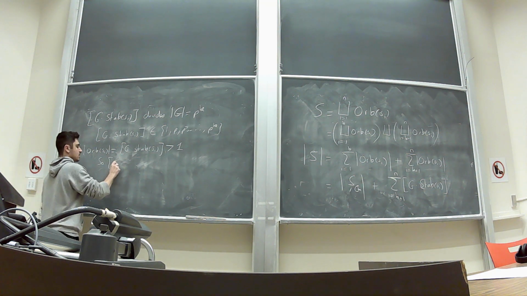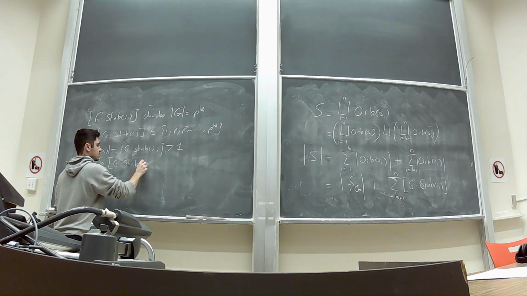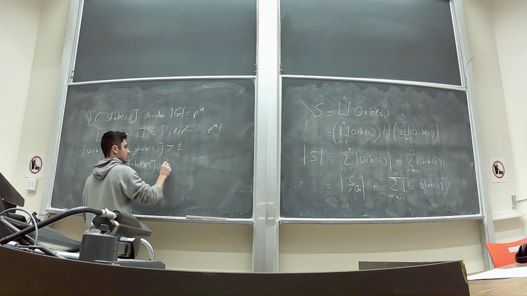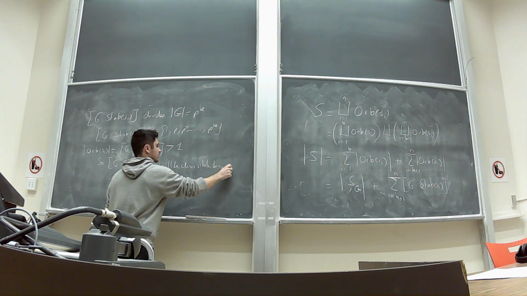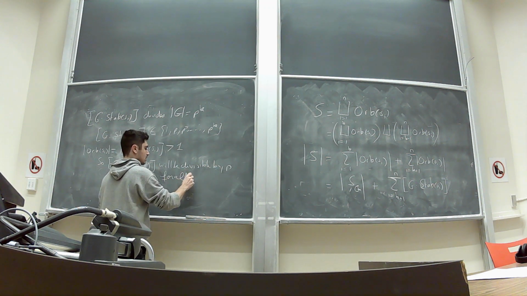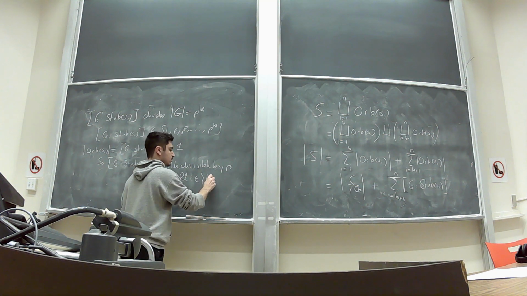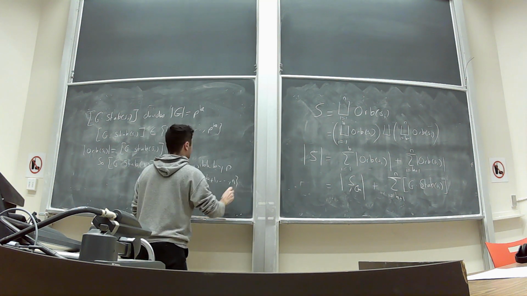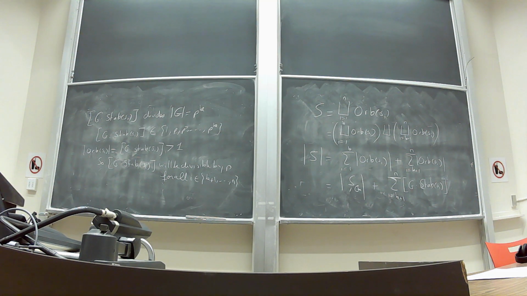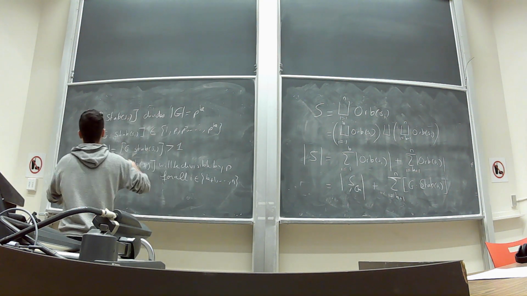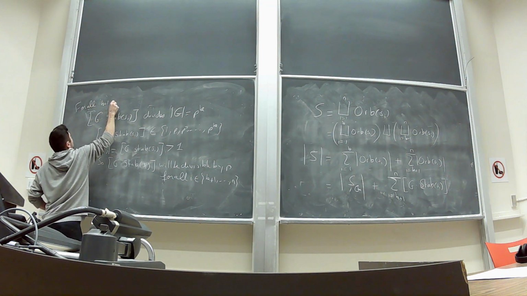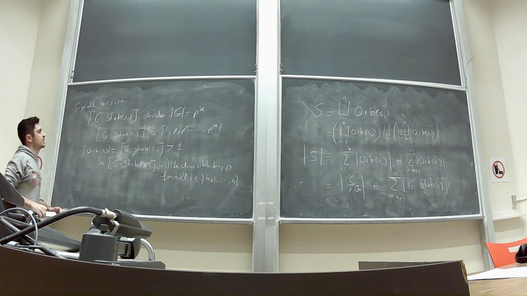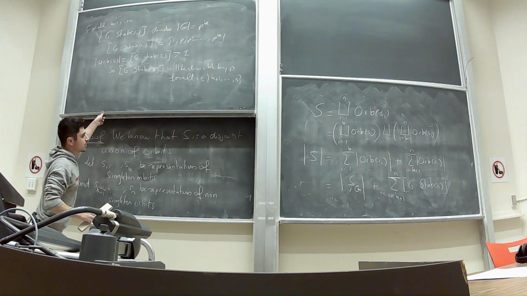So [G : stab S_i] will be divisible by p for all i from k plus 1 up to n. So for all k plus 1 ≤ i ≤ n, [G : stab S_i] is divisible by p. Great.